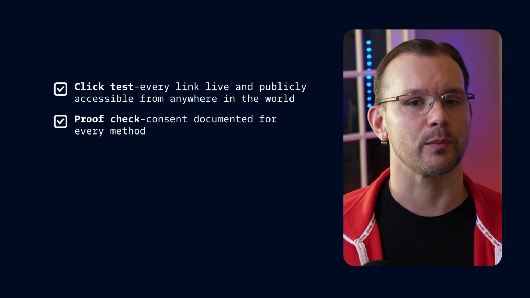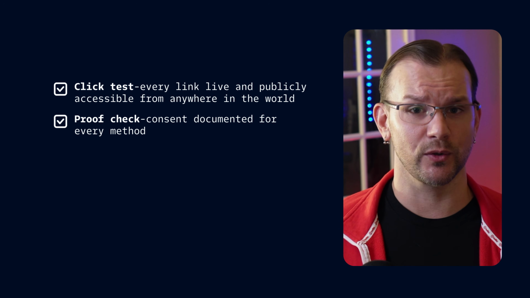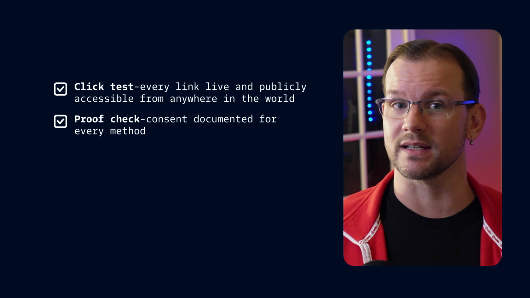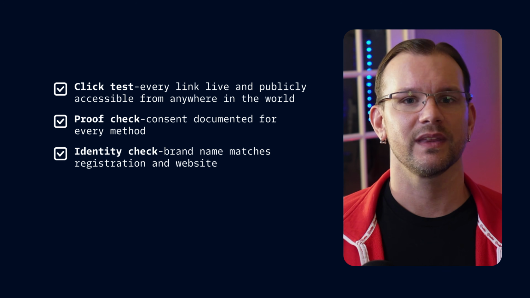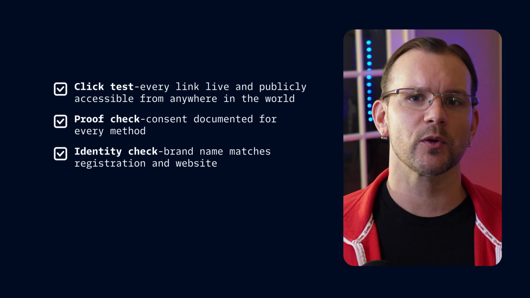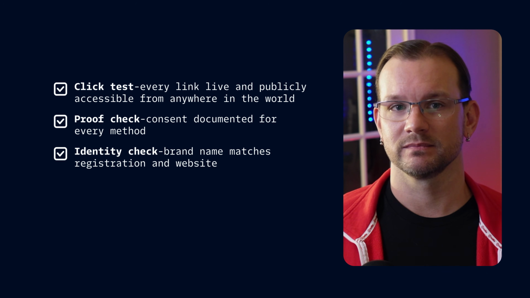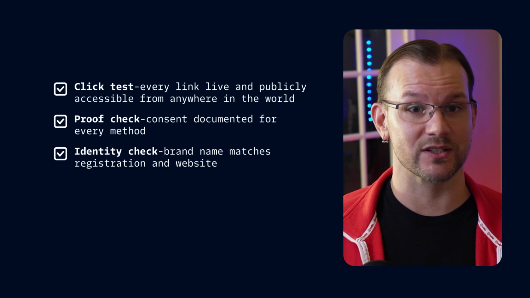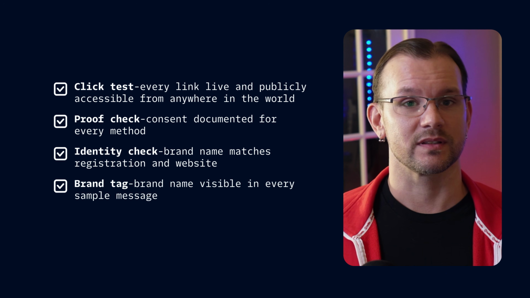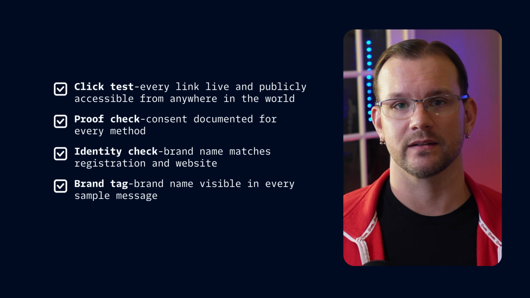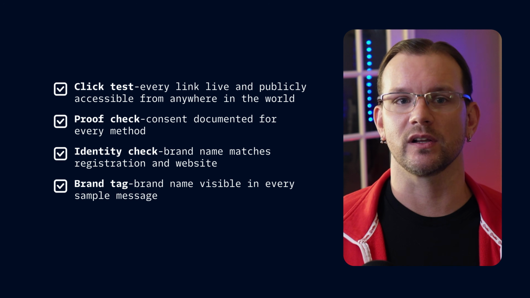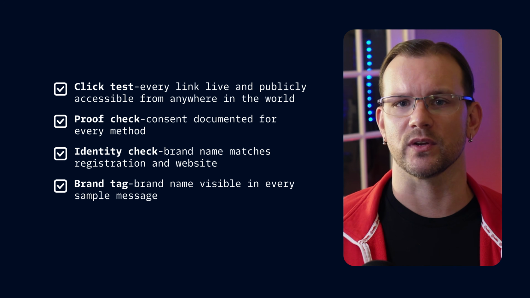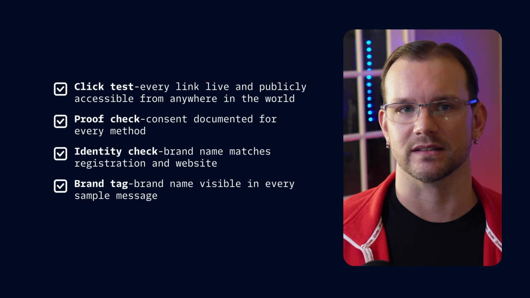Step 2, the proof check. Did you include proof for every way a user can consent? Step 3, the identity check. Give your brand info one last look. Does the name on the registration match the name on the website? Step 4, the brand tag. Every sample message should clearly state your brand name so the user knows exactly who is texting.